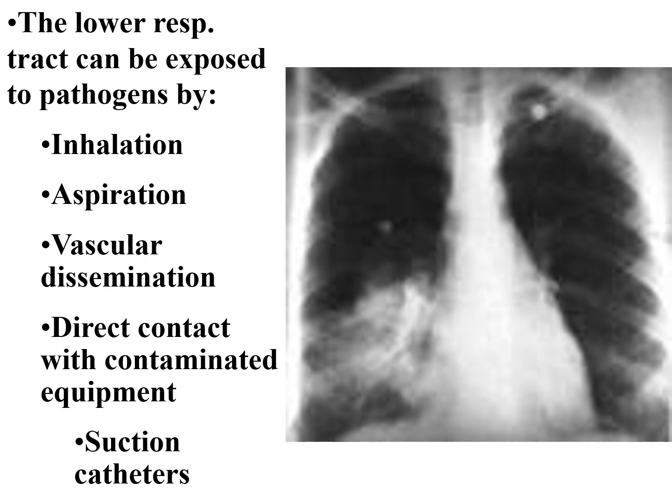Now, the lower respiratory tract can be exposed to pathogens by vascular dissemination, and what that simply means is it's just a fancy way of saying that there is a disease process or an infectious process that's occurring somewhere else in the body, like a lower extremity diabetic wound, and now that infection has traveled not just locally but systemically and has now taken residence in the lungs, as well as exposed to pathogens by direct contact with contaminated equipment like suction catheters.